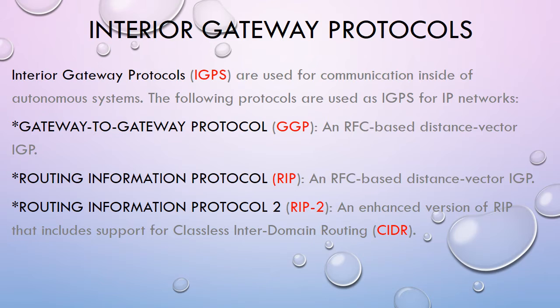Interior Gateway Protocols. Interior gateway protocols are used for communication inside of autonomous systems. The following protocols are used as interior gateway protocols for IP networks. Gateway-to-Gateway Protocol, an RFC-based distance vector interior gateway protocol. Routing Information Protocol, or RIP, an RFC-based distance vector interior gateway protocol. Routing Information Protocol 2, an enhanced version of RIP that includes support for classless interdomain routing, or CIDR.